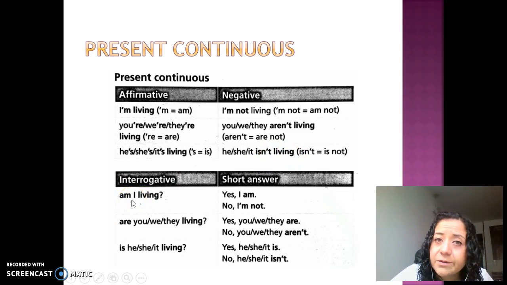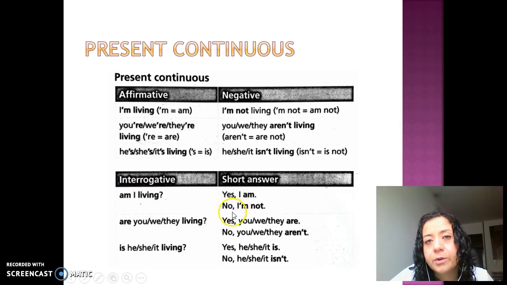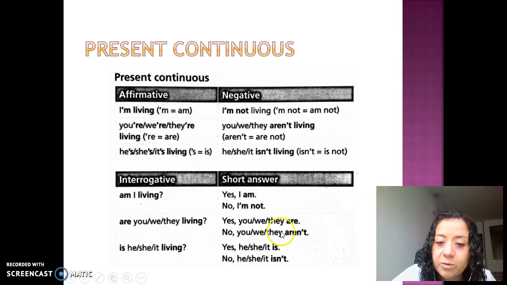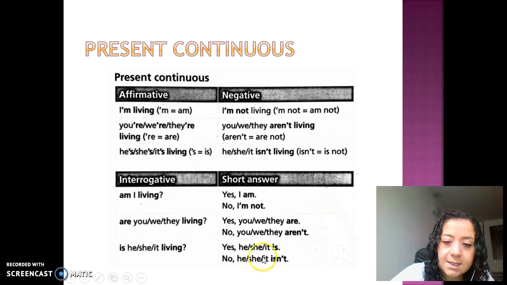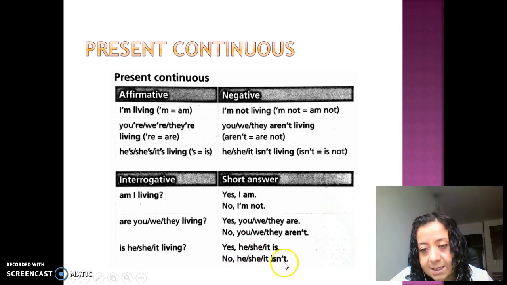In the interrogative, we just invert the to be and the subject. So am I living? Yes, I am. Or no, I'm not. Are you living? Are we living? Are they living? Yes, you, we, they are. No, you, we, they aren't. Is he, she, it living? So we just invert. Notice how the is first here. Yes, he, she, it is. No, he, she, it isn't.